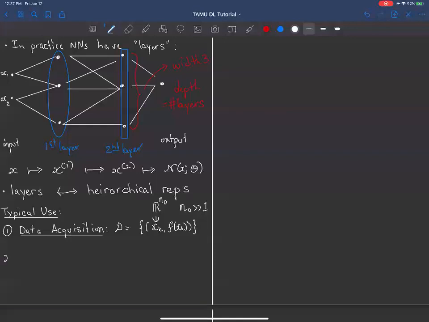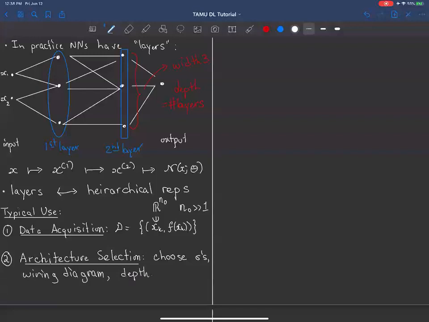Now remember step 2 was supposed to be model selection, but here it has a slightly different name when we're only using neural networks. It's called architecture selection. Architecture selection means exactly what you think it means. You choose the wiring diagram. You choose the sigmas, the nonlinear functions at each neuron, the wiring diagram for your network, and things like the depth and width, which are also determined by the wiring diagram. So if you have a layered network, you can say my first layer has width 100, my second layer has width 20, and so on.